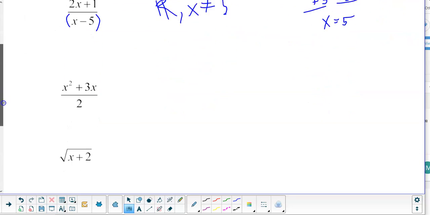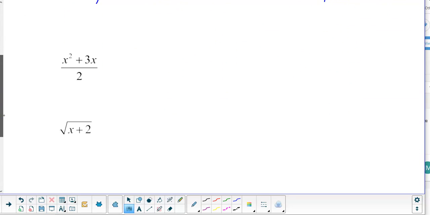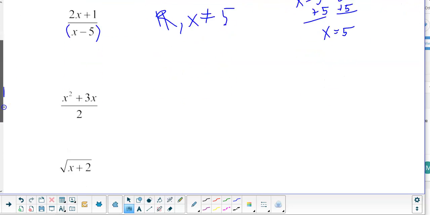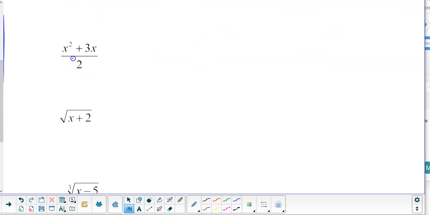Let's see. So let's look at this one. So this next one, look at the denominator. What would happen if x, is there any value for x that would make the denominator equal to 0? Well, there's no way to make the denominator equal to 0 there, so the domain is all reals. Lots of functions have a domain of all reals.